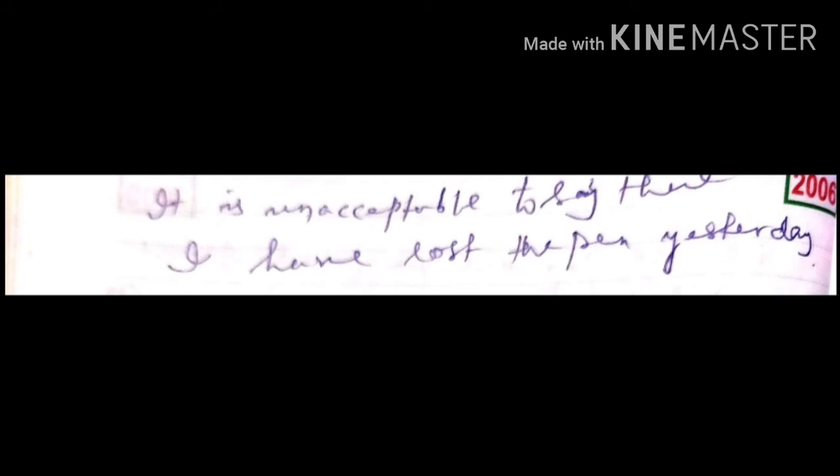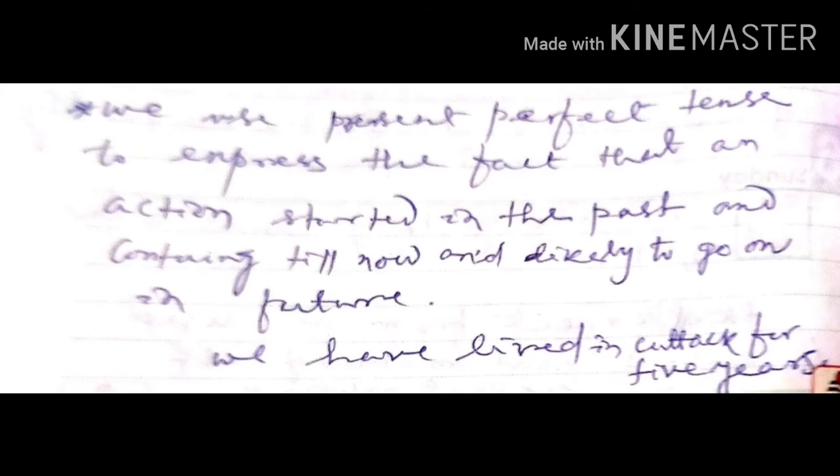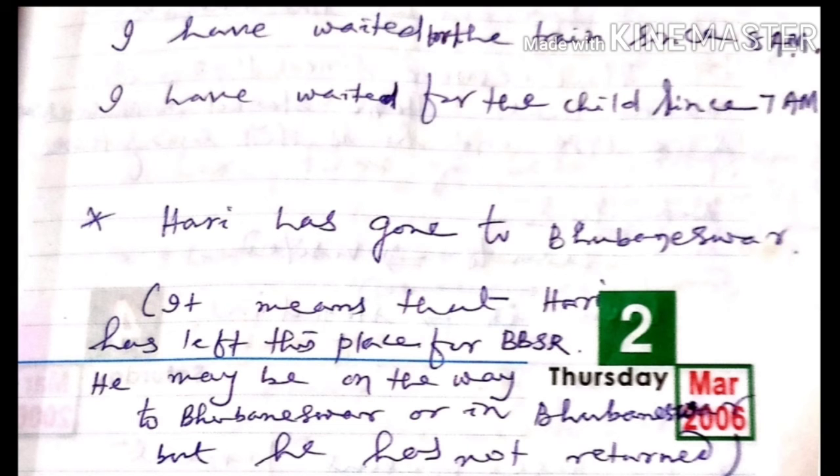We use present perfect tense to express the fact that an action started in the past and continuing till now and likely to go on in future. We have lived in Cuttack for 5 years. I have waited for the train since 8 am. I have waited for the child since 7 am.